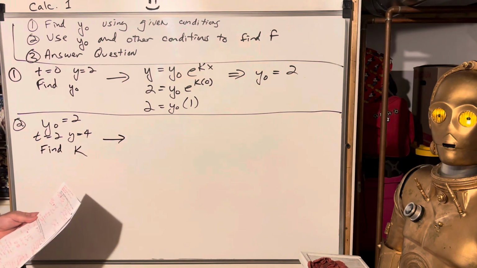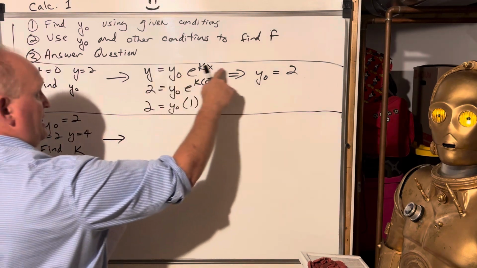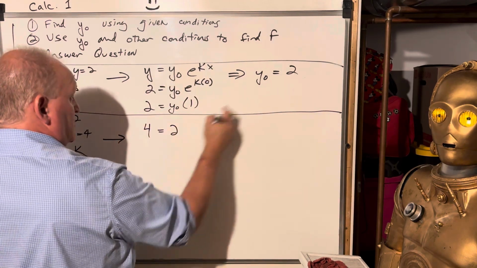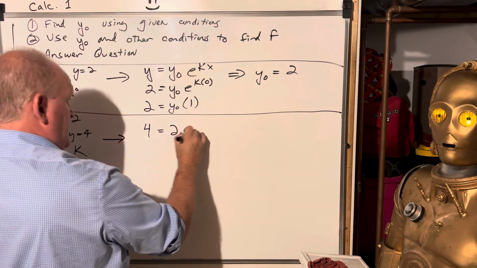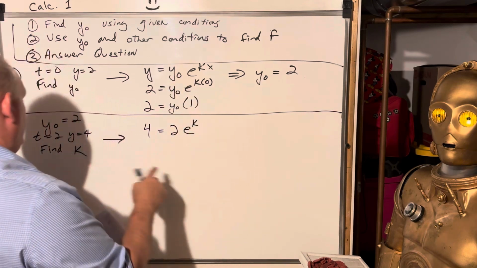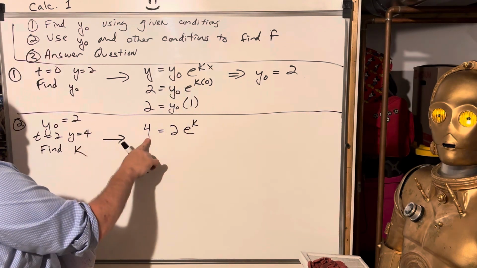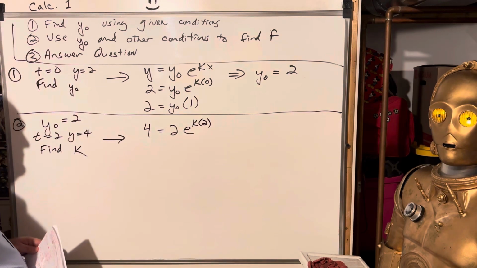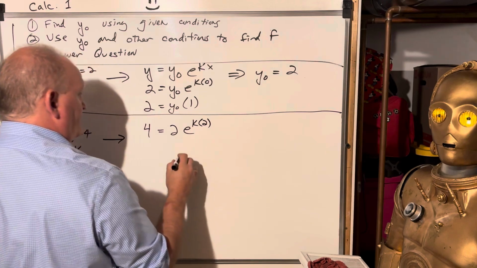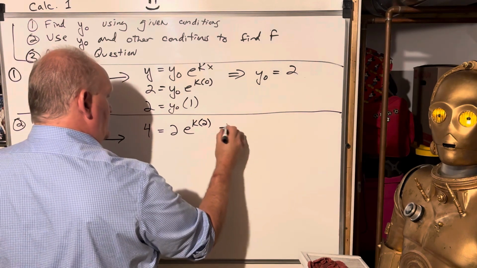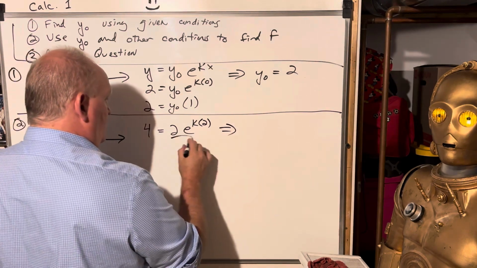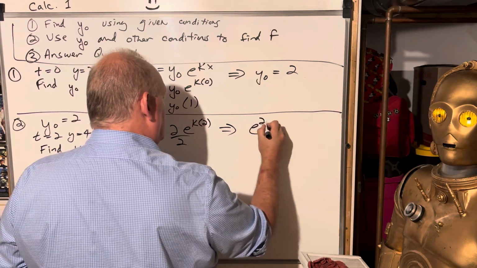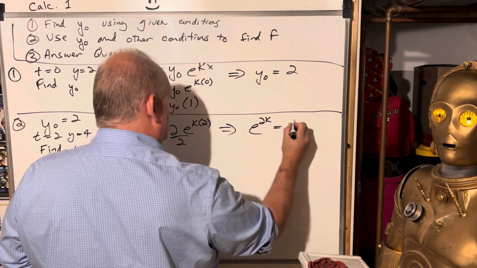So let's do that. So now we're going to take this, and we're going to say, well, 4 is equal to 2, because we just found that, e to the k, and then when y is 4, t is 2. And so we're going to solve this. So let's divide by 2. So we have e to the 2k is equal to 2.